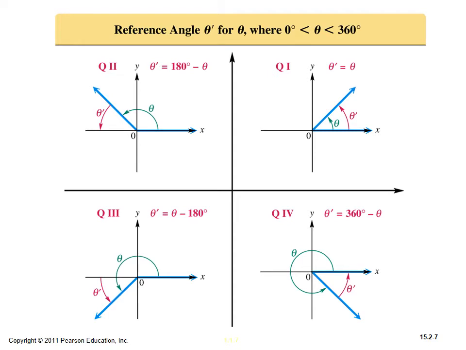Okay, so the reference angle theta prime for theta, where 0 is less than theta is less than 360. Again, in quadrant 1, theta prime is equal to theta. Quadrant 2, theta prime is equal to 180 minus theta. Quadrant 3, theta prime is equal to theta minus 180. And quadrant 4, theta prime is equal to 360 minus theta. Okay, so quadrant 3 can be the most confusing. That's where we switch those two.